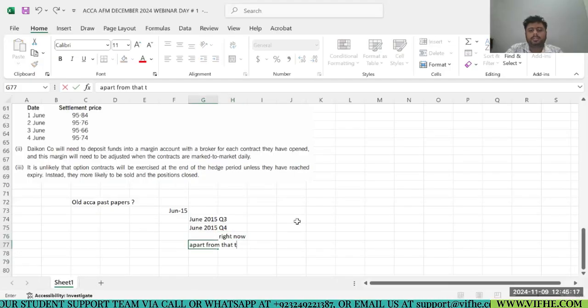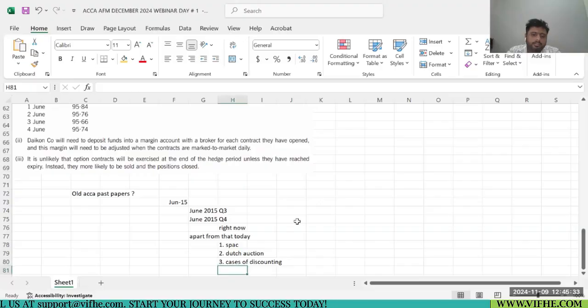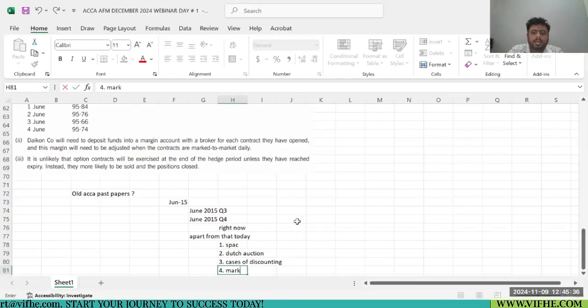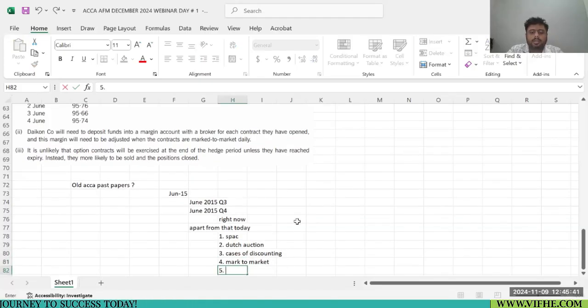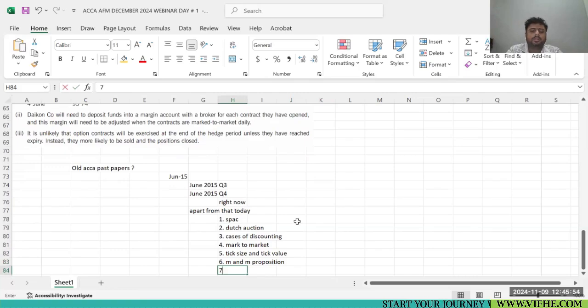Apart from that, today you must make sure you know what are SPACs, what is Dutch auction, different cases of discounting. Then you must know about the mark to market process, tick size and tick value, the M&M proposition, and dark pool.